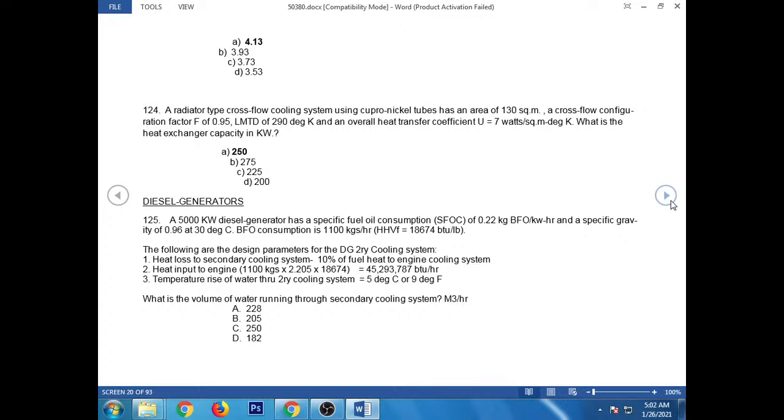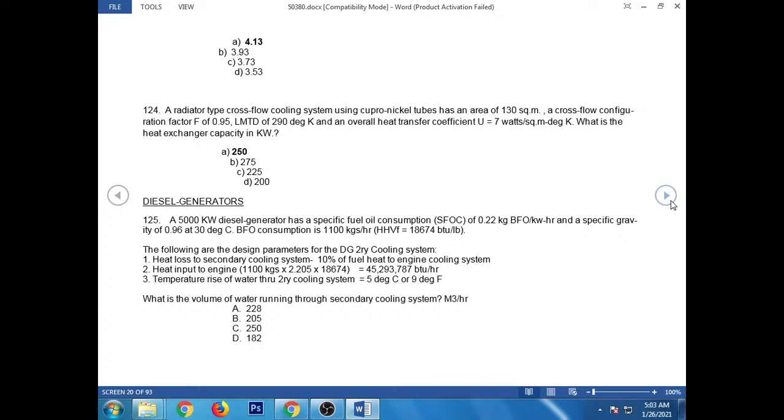The following are the design parameters of the two-ray cooling system. 1. Heat loss to secondary cooling system is 10% of fuel heat to engine cooling system. Heat input to engine is 1100 kgs by 2.205 by 18,674, which is 45,293,787 British thermal unit per hour.